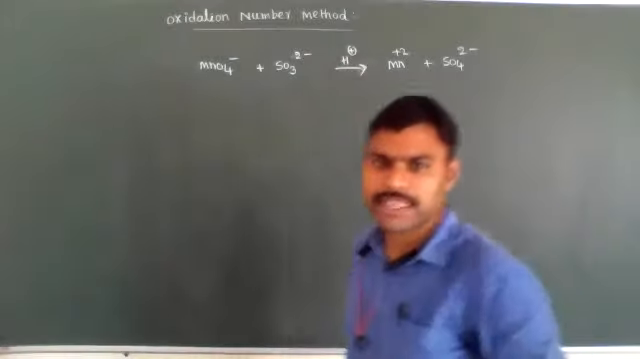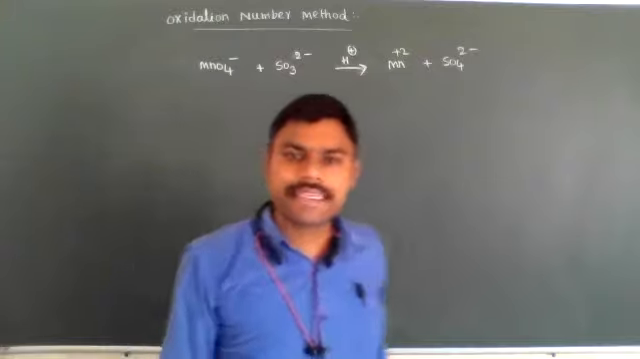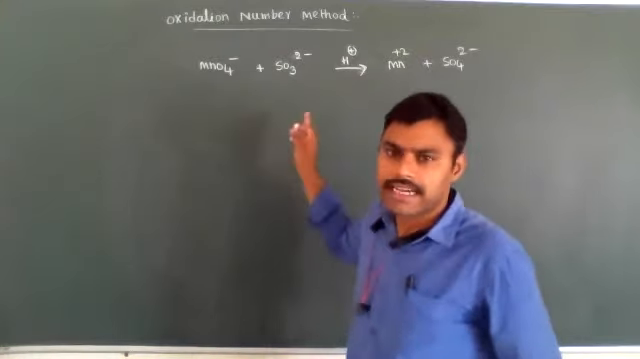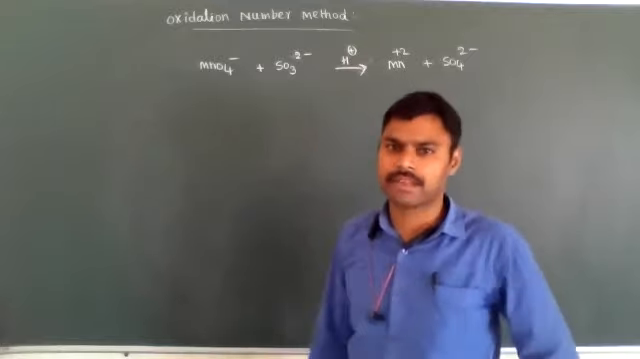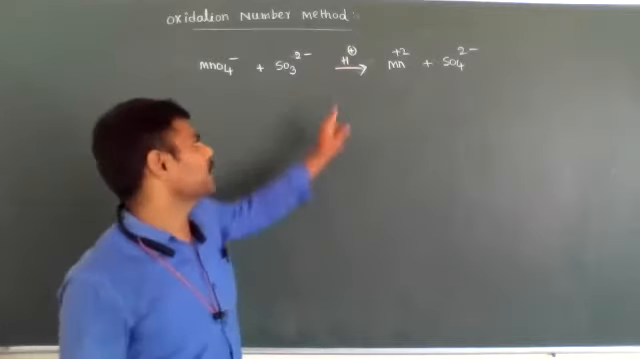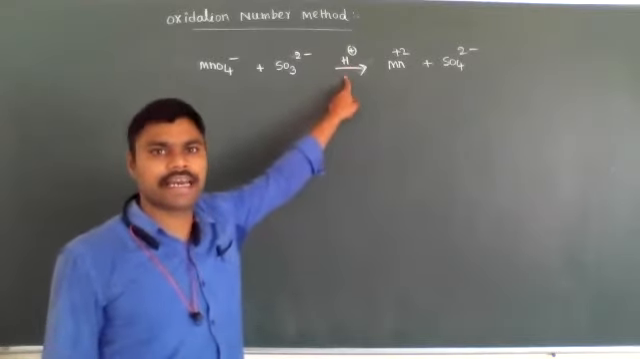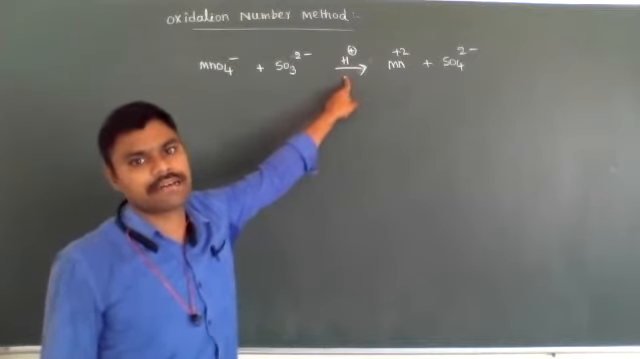On the arrow mark, H plus ions are given. What does it indicate? The reaction is going on in an acidic medium. For getting H plus ions, what are we adding? Indirectly, dilute H2SO4 we are adding. Okay, dilute H2SO4, not dilute HCl. That sulfuric acid produces the acidic medium.